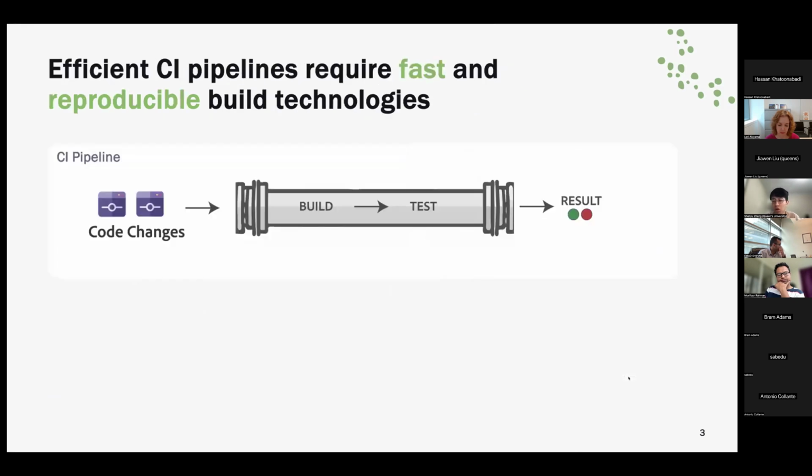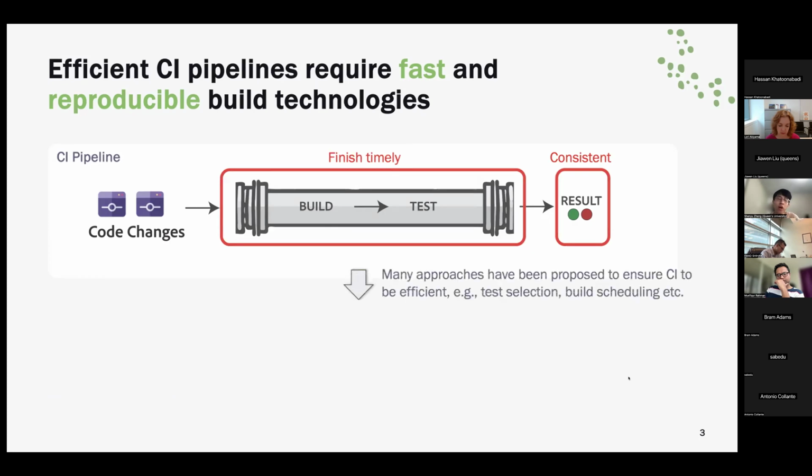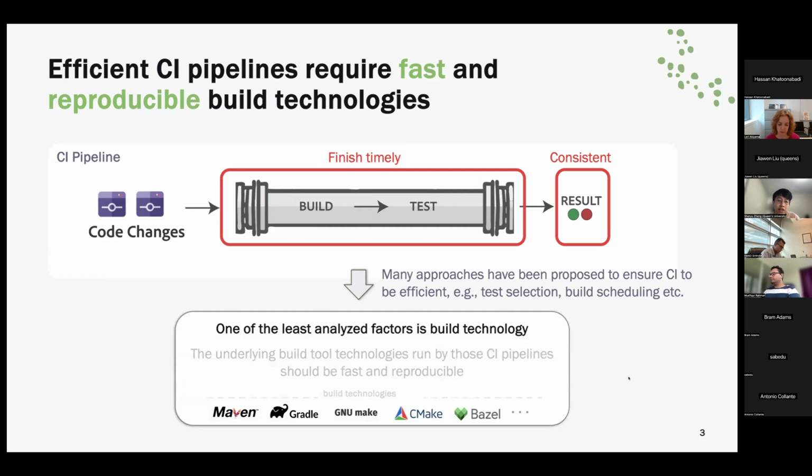So despite the widespread usage of CI, it is important to ensure CI to be efficient to fully utilize it. Ideally, CI pipelines should finish timely. Otherwise, long CI builds will delay the feedback of the integration and slow down the development activities. Moreover, the results of CI pipeline should be consistent so that they can be trusted by developers. Many techniques have been proposed to ensure CI to be efficient, such as test selection and build scheduling.